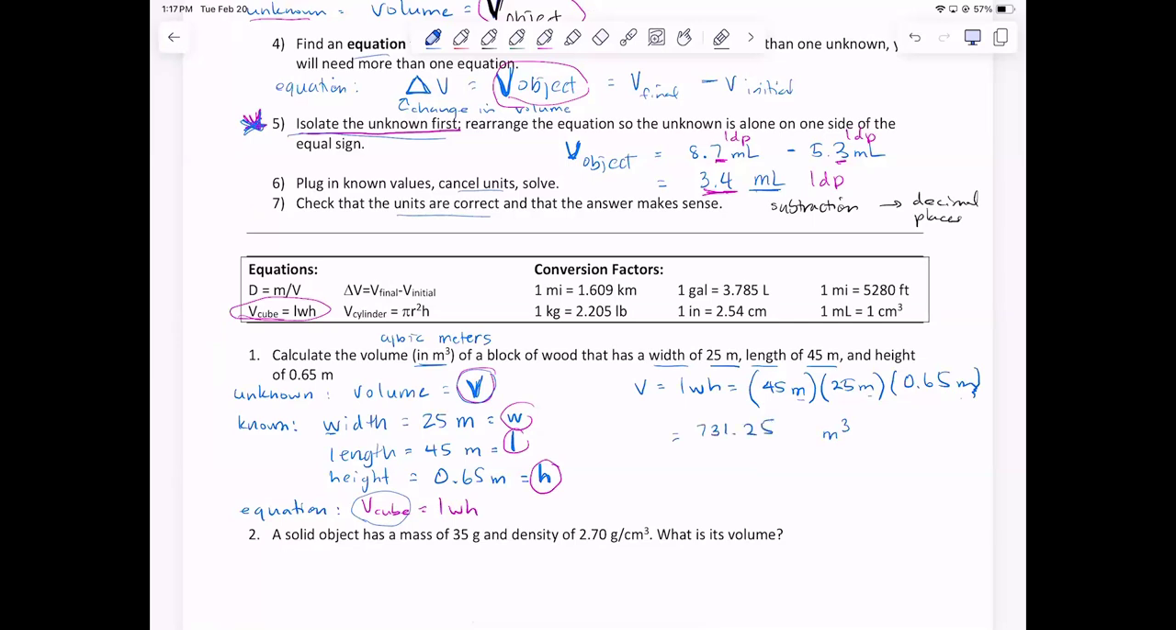And so I write down the entire number from the calculator, 731.25. And now I'm looking at the original number values, which are 25 m, that has 2 sig figs. 45 m has 2 sig figs. And this is a leading 0 with a decimal and a 6 and a 5. So that also has 2 sig figs. So our answer needs 2 sig figs. So I'm going to round this to 2 sig figs, which is going to be the 7 and the 3.